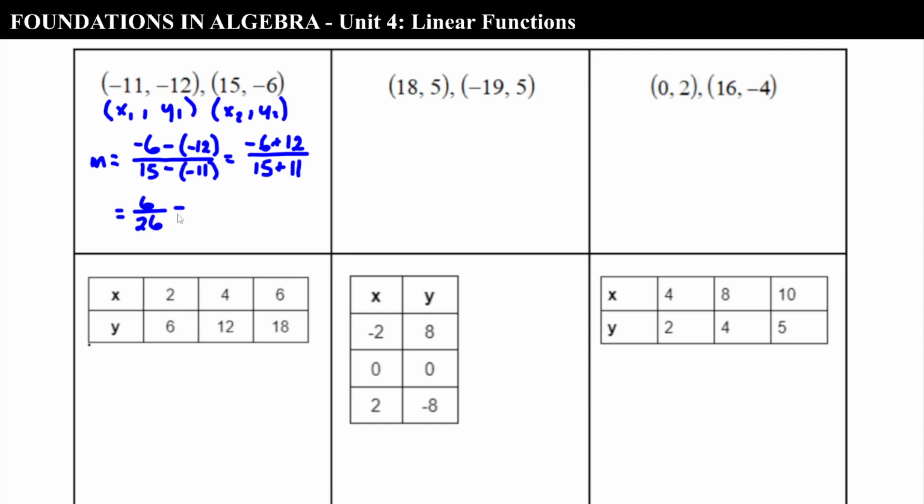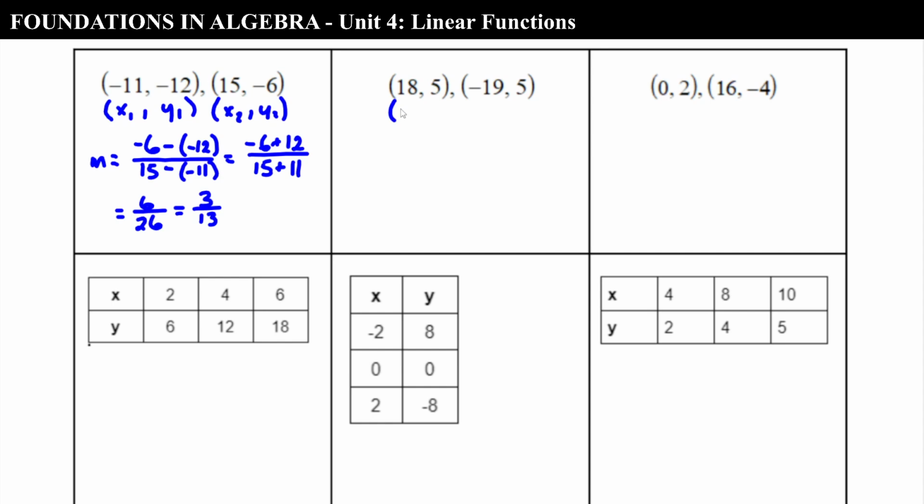And we can reduce that. We know that 2 is going to go into both of these numbers, so 2 will go into 6 3 times. 2 will go into 26 13 times. And that's as far as we can reduce it. So our slope is 3 over 13.